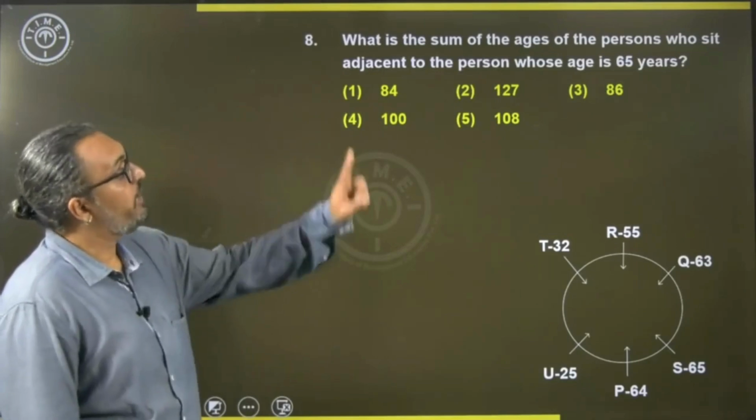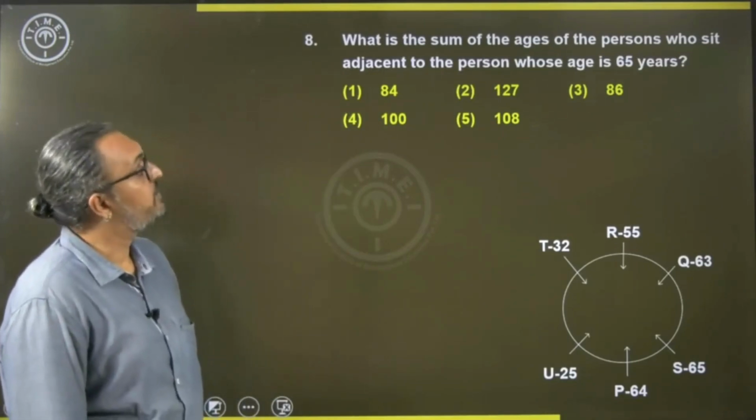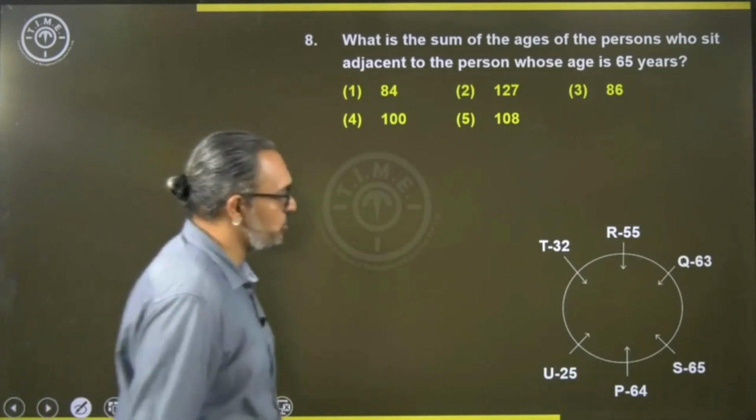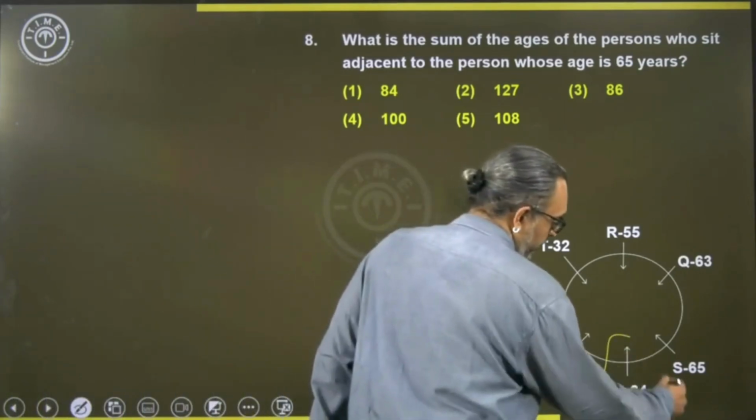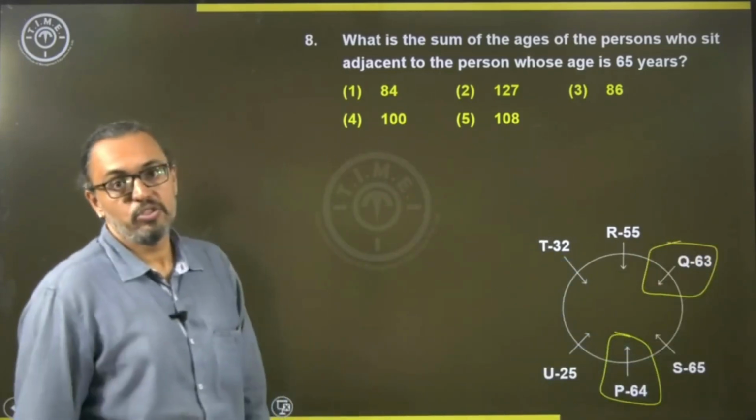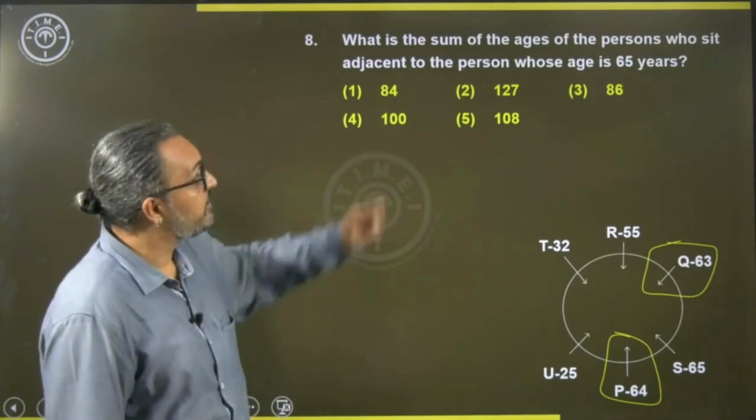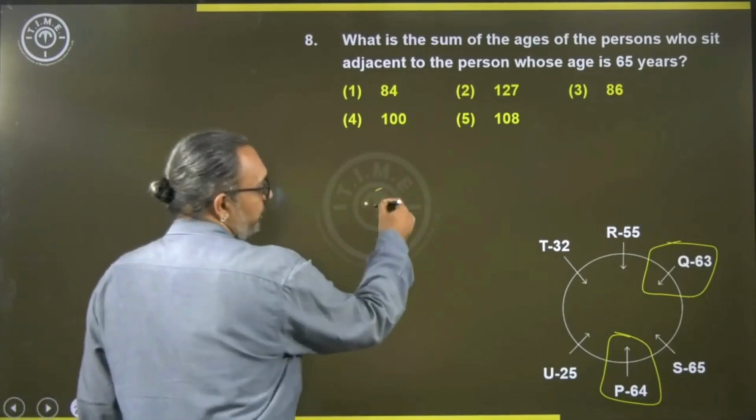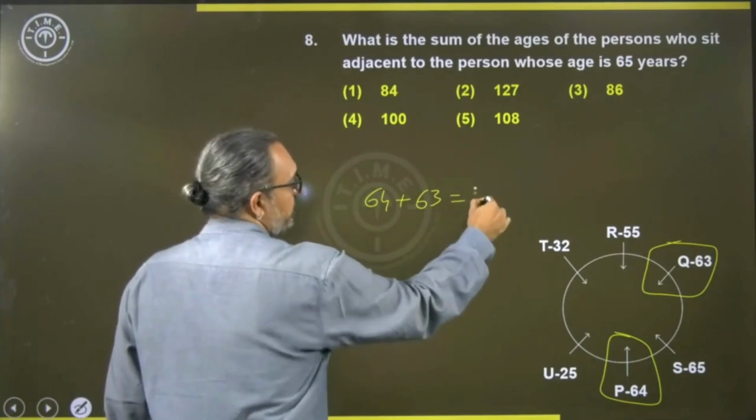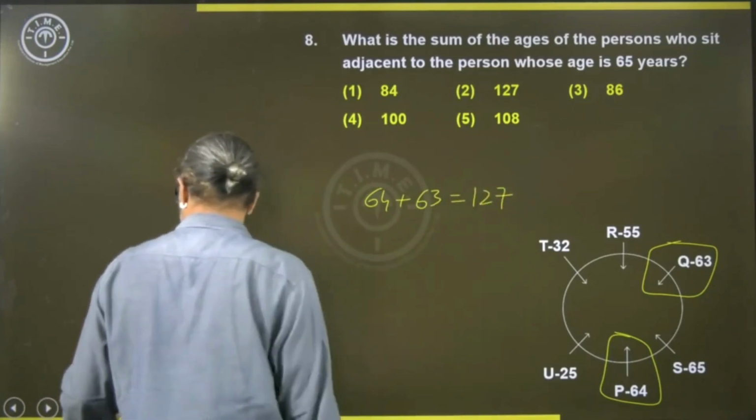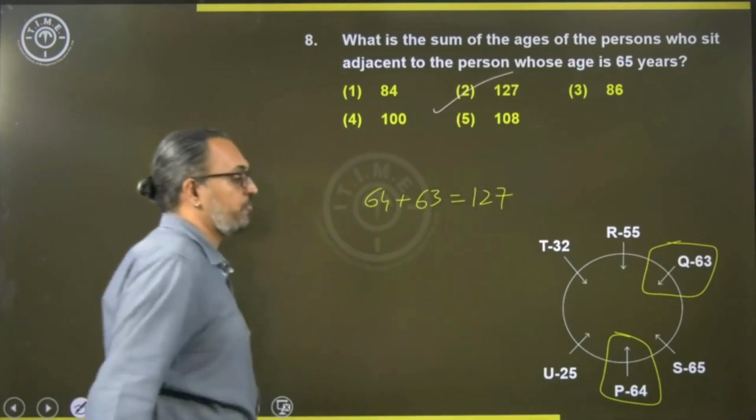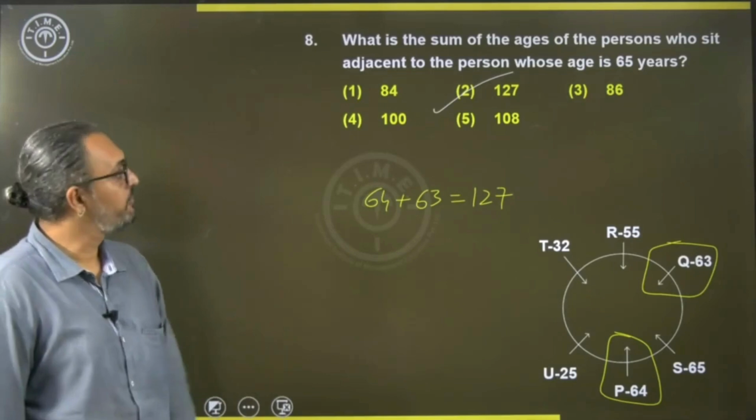Then the sum of the ages of the persons who sit adjacent to the person whose age is 65. So the persons who are adjacent to 65 are P and Q, the two persons who are adjacent to 65, and it is asking the sum of the ages. So we have 64 plus 63. So what is the summation? It is 127, and that is what we have to choose. That's available in choice 2. Okay. Yeah.